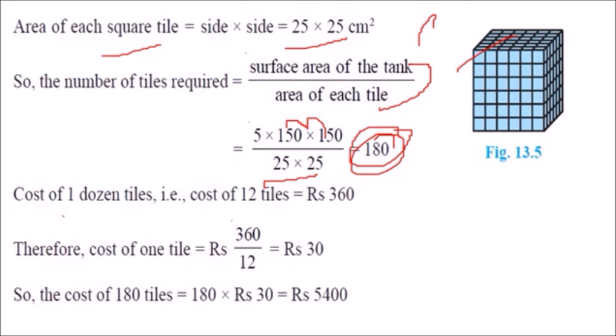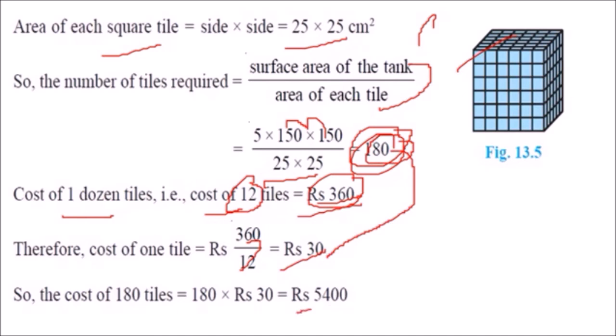And the cost of 1 dozen tiles will be equal to the cost of 12 tiles. We know that it is 360 divided by 12 because 360 is the cost of 1 dozen. So 360 divided by 12, that is the cost of 1 tile. And when we have 180 tiles, multiply 180 by 30, you get 5400.